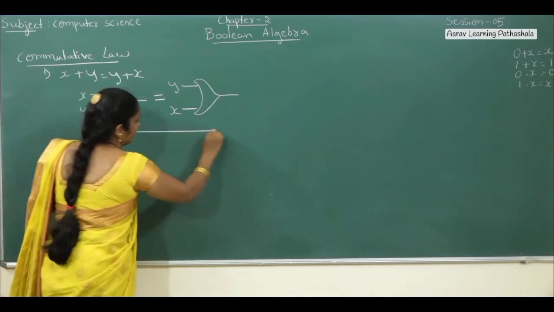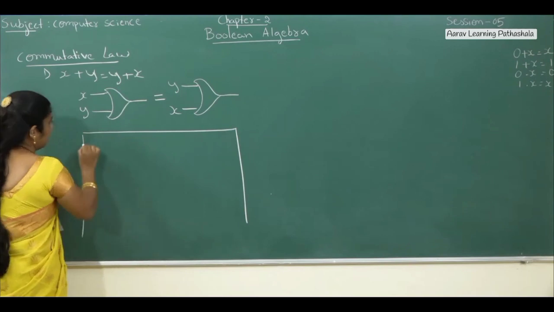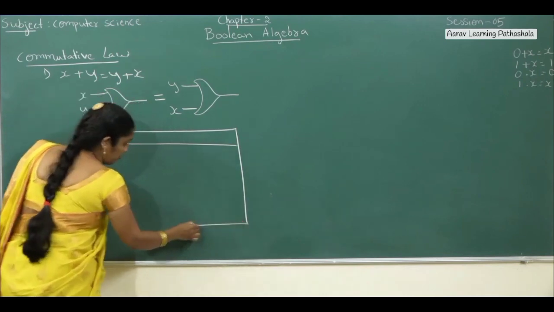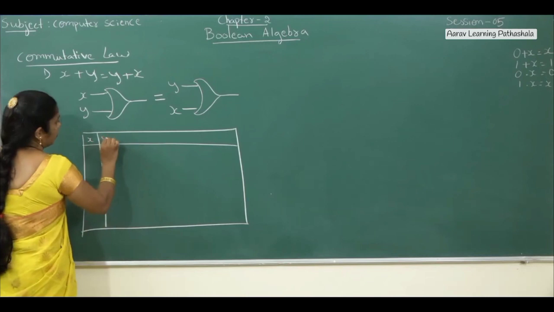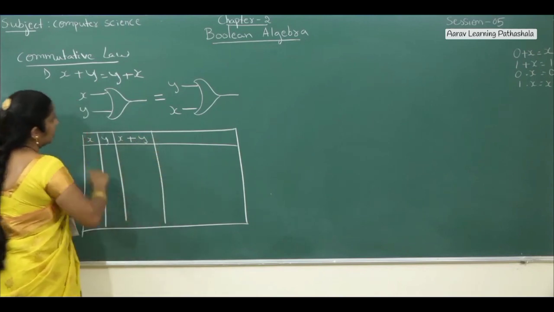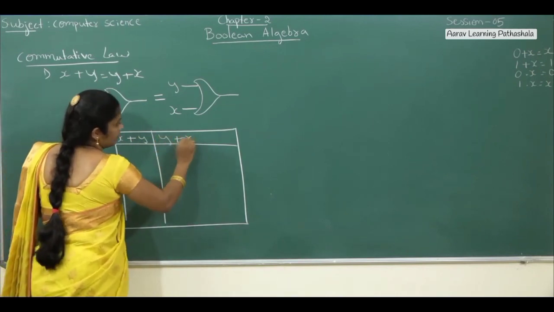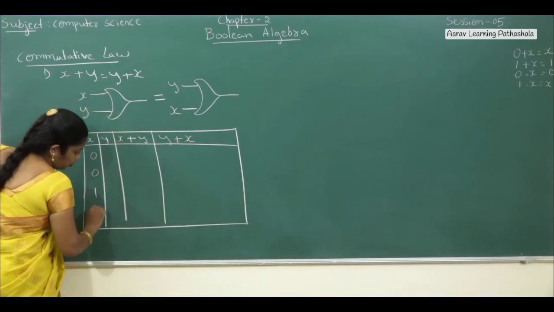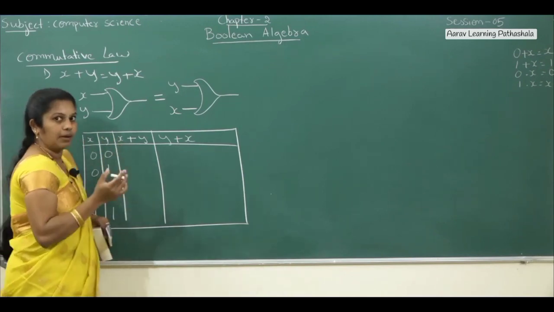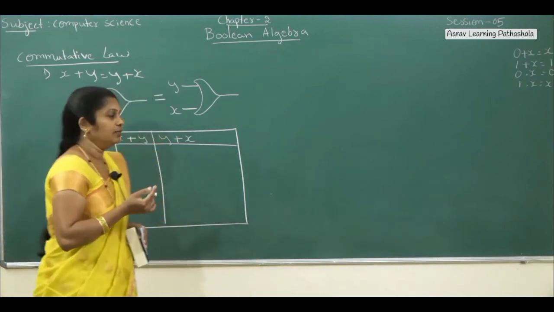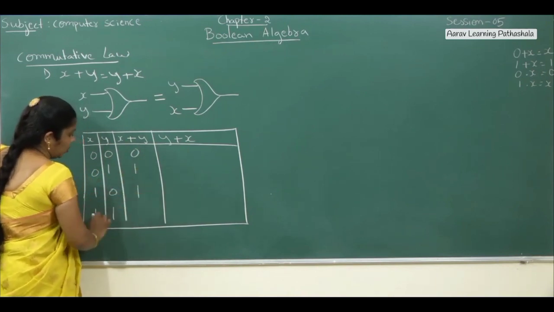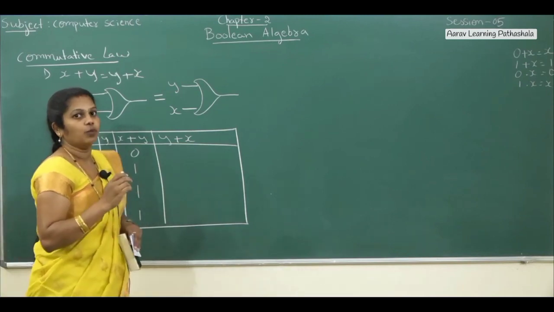Then how do we write the truth table for this? See the concept: we have to check how many variables we have. In this, we have two variables, and two variables means a total of four combinations. One is x and one more is y. To calculate that, we take x plus y in one column and y plus x in another. For x we have 0, 0, 1, 1, and for y we have alternating 0, 1, 0, 1. Now take the plus operator. Plus means if any one of the inputs is true, the output becomes true. 0 plus 0 is 0, 0 plus 1 is 1, 1 plus 0 is 1, 1 plus 1 is 1.